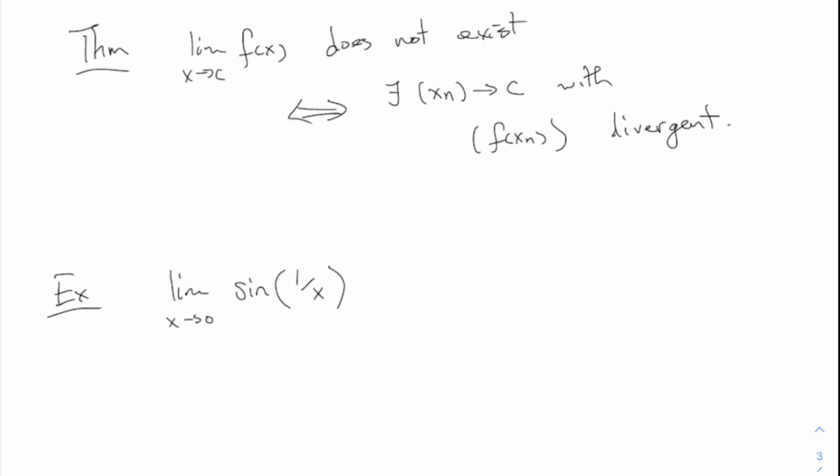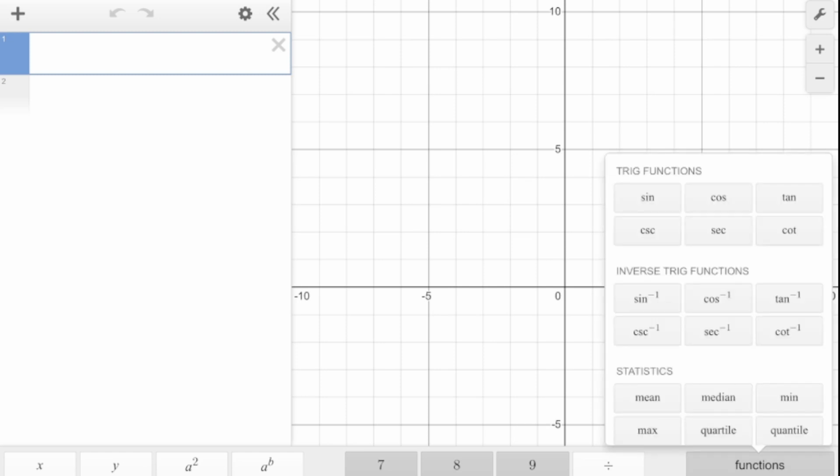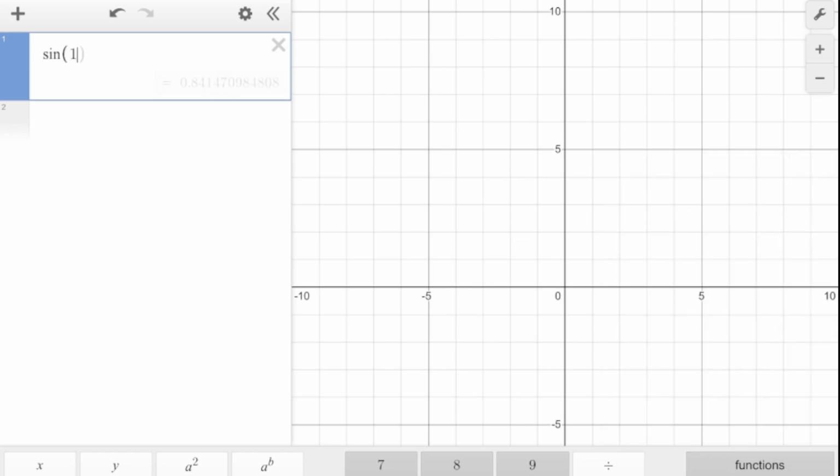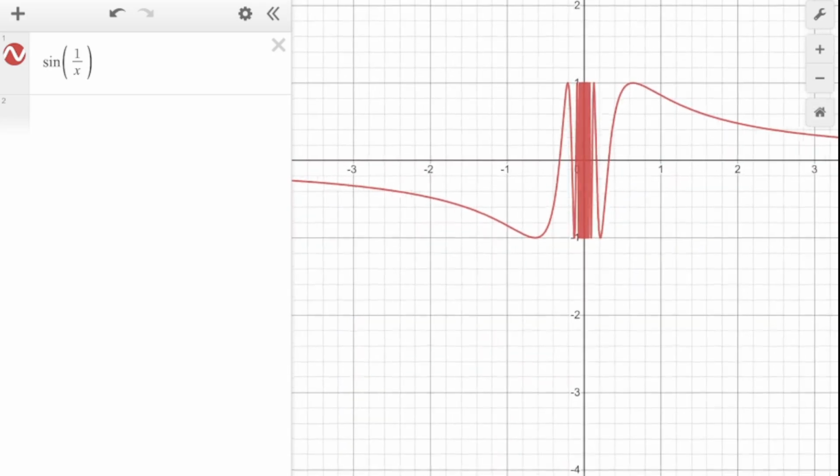Would you mind if we? I'm gonna pop over to my graphing calculator just to show. So I said sine of 1 over x. I don't know if everyone is familiar with this function. It looks like that.